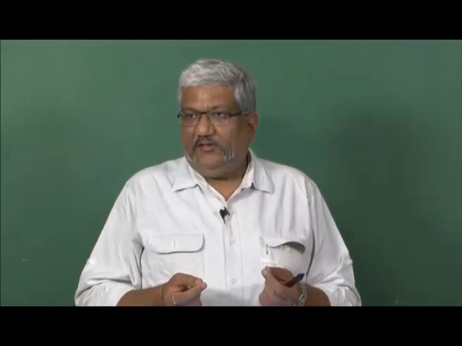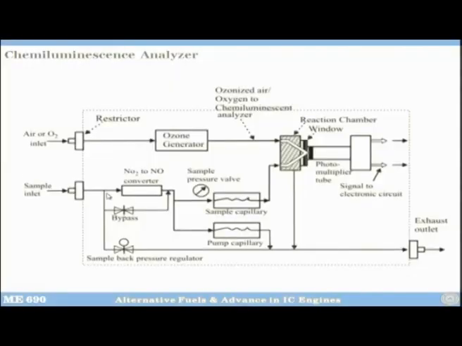If you already have NO2, you cannot excite it, right. So, basically what you need to do is you need to first convert all the NO2 into NO. So, there is a bypass, I will tell you what this bypass does. Okay. For the time being, you forget about this bypass. There is a sample back pressure valve, you forget about this also, just understand the principle.